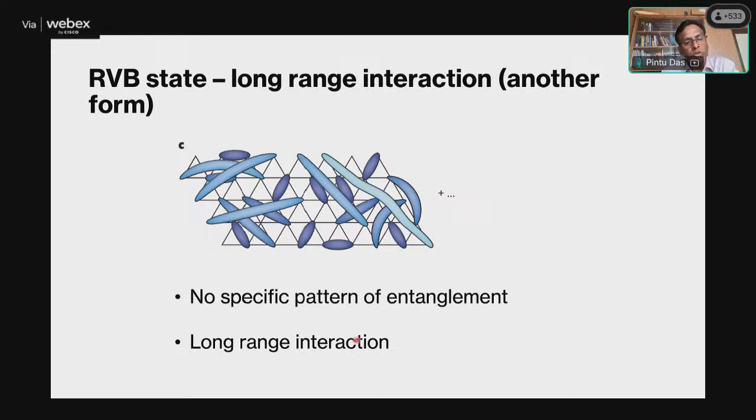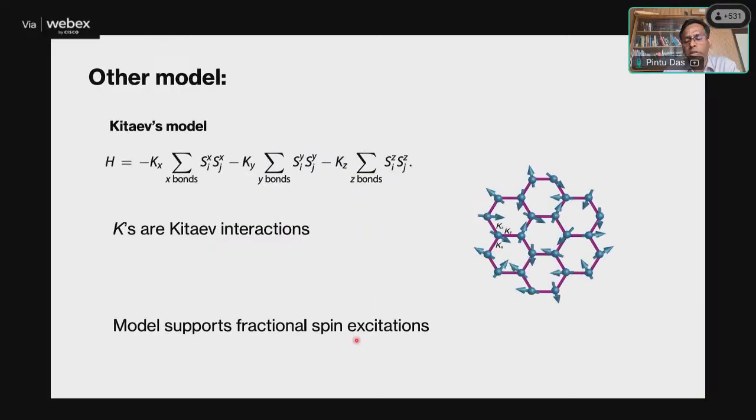So therefore, there is no specific pattern of entanglement, and there is a long range interaction. So this leads to the fluctuation, and those fluctuations stay till absolute zero temperature and give you this quantum spin liquid. So this is one way of understanding the theoretical concept of quantum spin liquid, which is the resonance valence bond model.